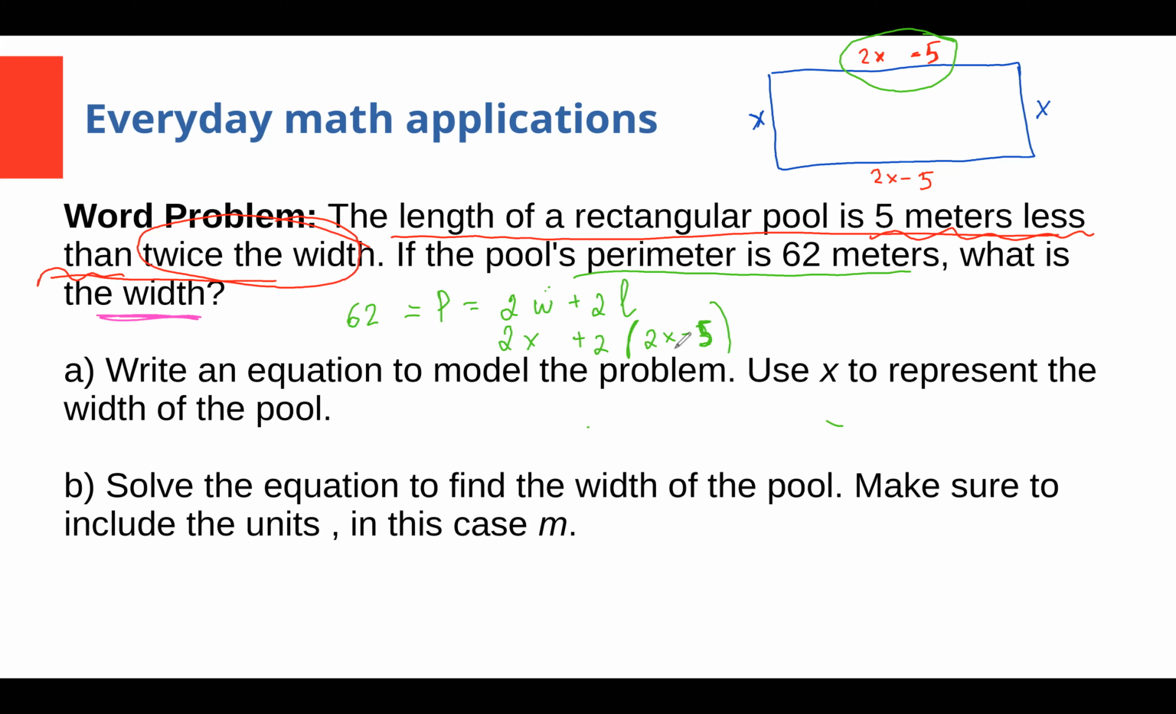Now this method is actually called substitution. I'm substituting the information that I know for the things that come from the formula, right? So it's quite often called the substitution method. But this is our equation. So let's put it up over here: 62 is equal to 2x plus 2 times parentheses 2x minus 5. Obviously, we can solve it, and that's what item B asks us to do, right?